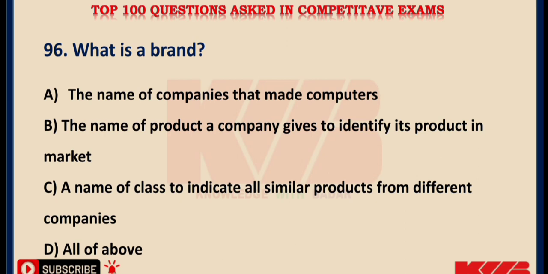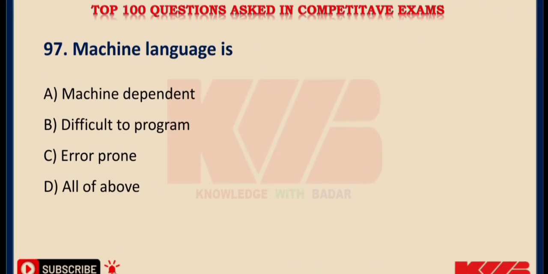The next one, what is a brand? A. The name of companies that made computers. B. The name of the product a company gives to identify its product in market. C. A name of class to indicate all similar products from different companies. D. All of the above. Yes, the name of the product a company gives to identify its product in market. The next one: machine language is machine dependent, difficult to program, error prone, or all of the above? Yes, it is all of the above.